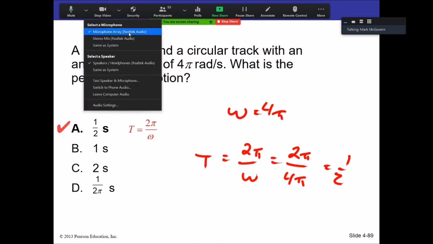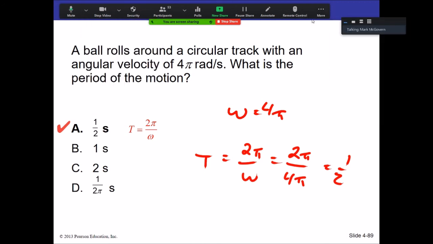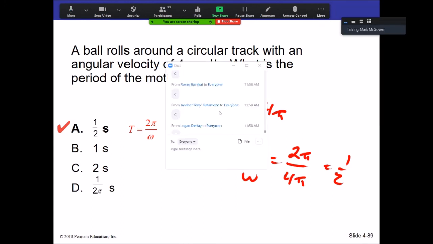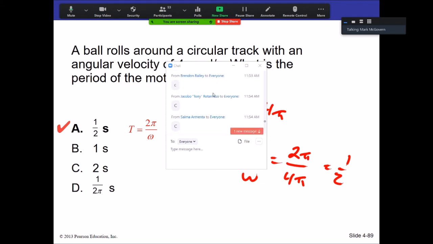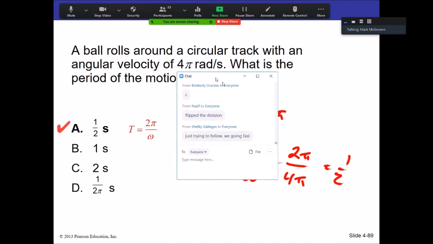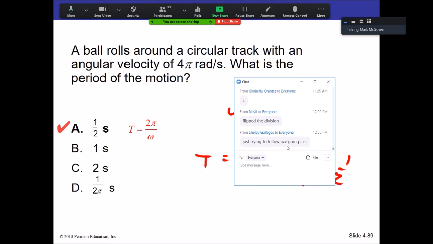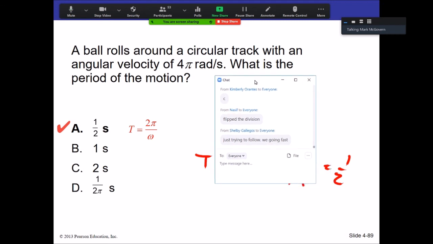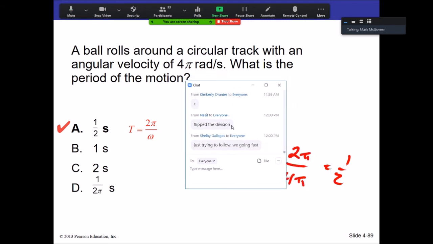Is there anything confusing about that? Because I saw a lot of C's up in here. What does the T stand for again? Period. Why are all saying C? I don't understand it. Omega is angular velocity. We're just trying to follow. Yeah, no, it's fine. Flip the division. Well, that makes sense. Okay. Excellent then.